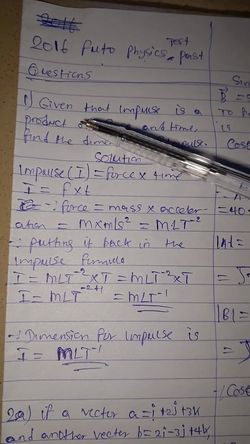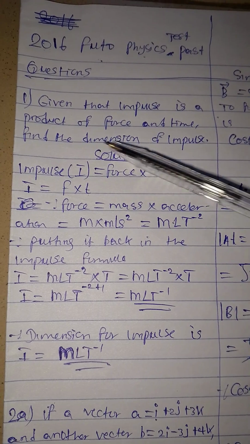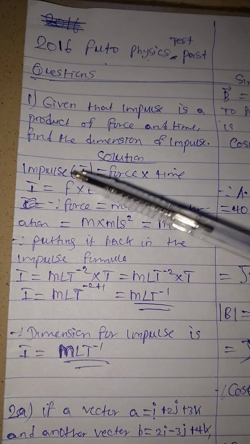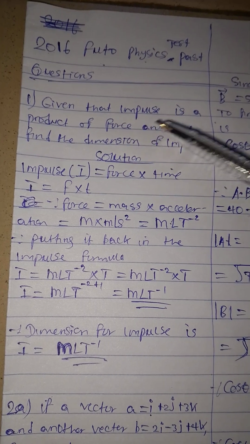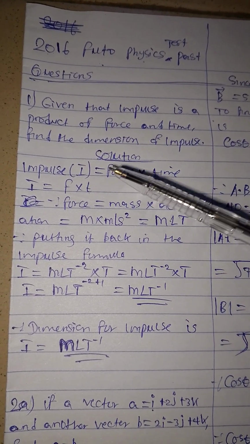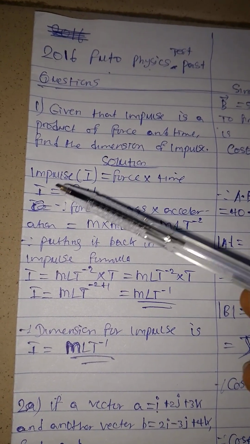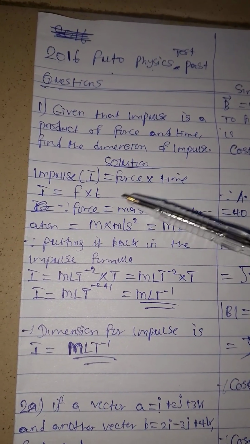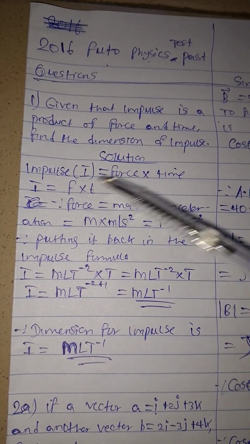We have question one. Question one says that, given that impulse is a product of force and time, we have to find the dimension of impulse. Solution: since impulse equals force times time, I equals force times time.